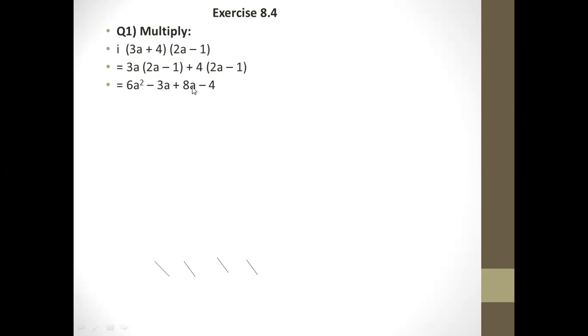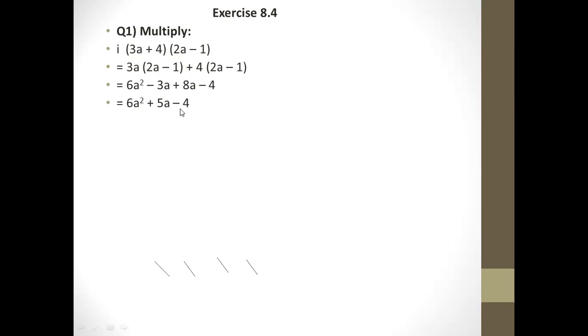Now 6a square we write as it is, but here we have minus 3a and plus 8a. Remember one thing, if you have a same variable with same power, so if one is positive, other one is negative, you subtract them and put the sign of greater number. The basic algebraic rule you study in previous class and also in previous term. So 8 minus 3 we get plus 5a, because 8 is the greater number as compared to 3, so that's why we put the greater number sign and minus 4 as it. So this is the solution.